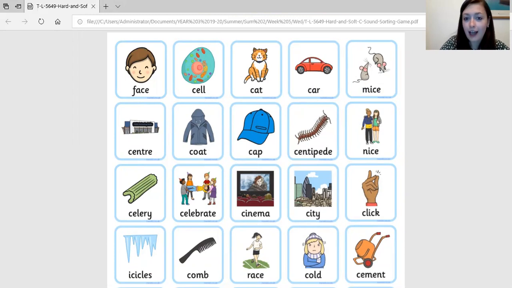So tell the person at home or tell me at the screen which words have our sound in today, our soft C. That's right. Icy has it in and December.